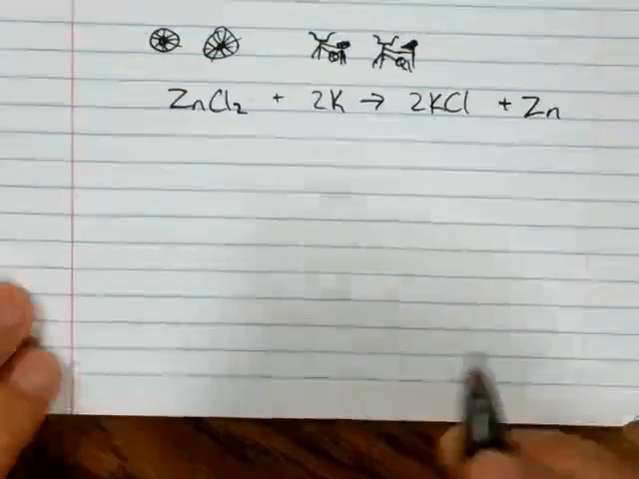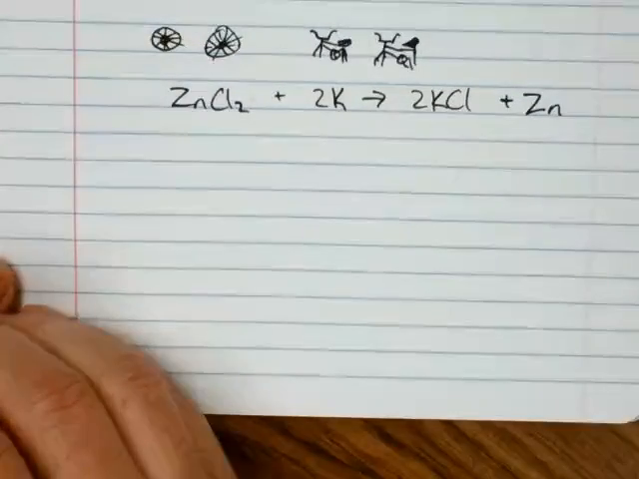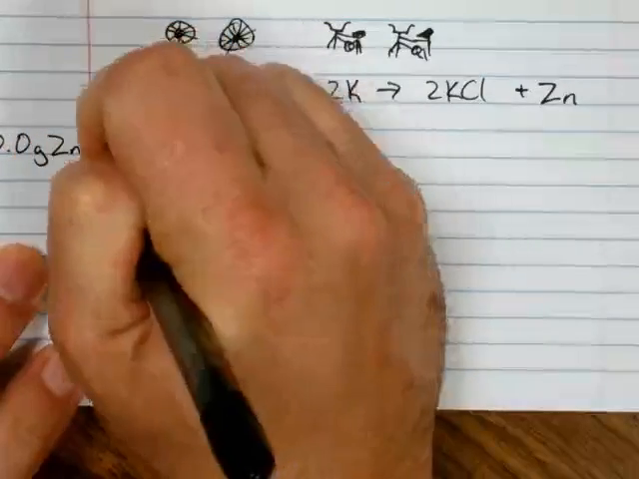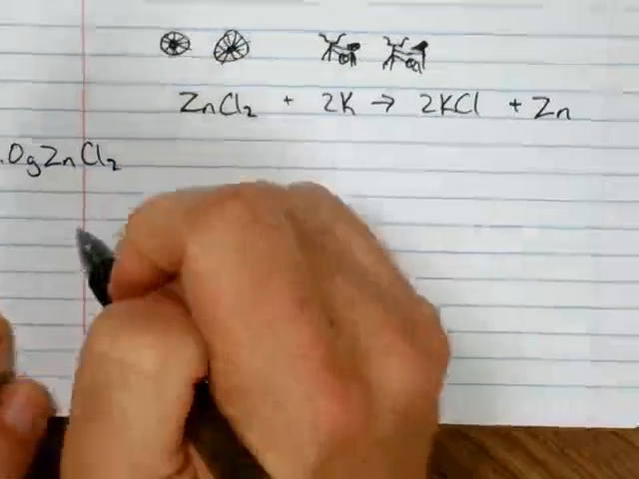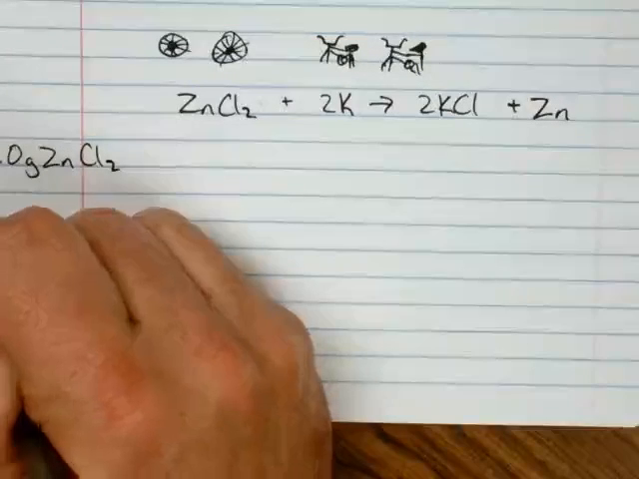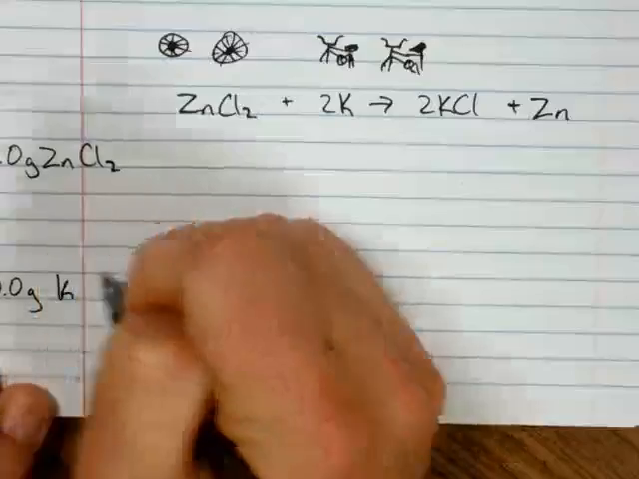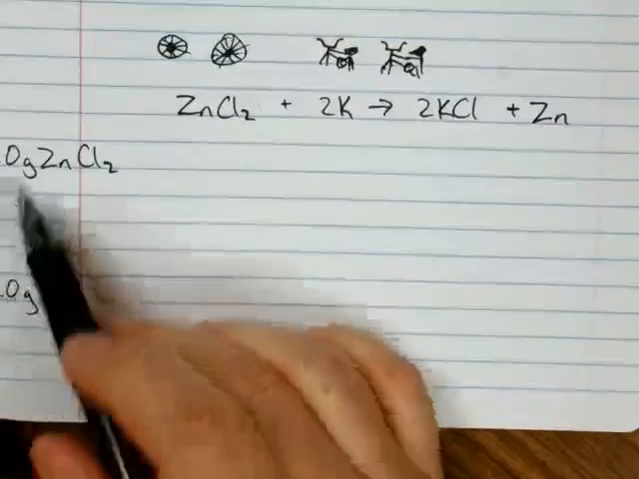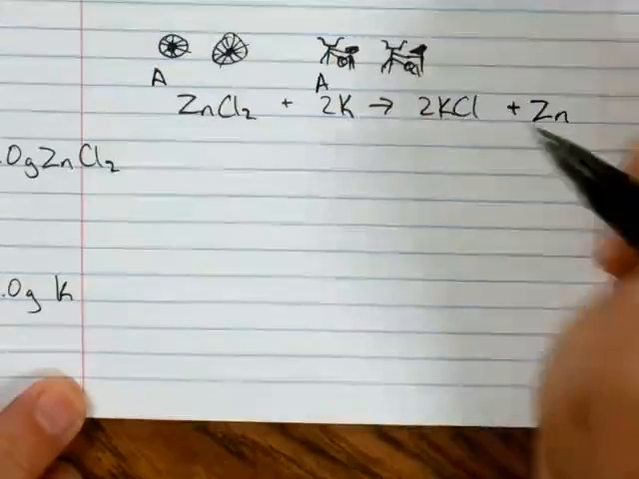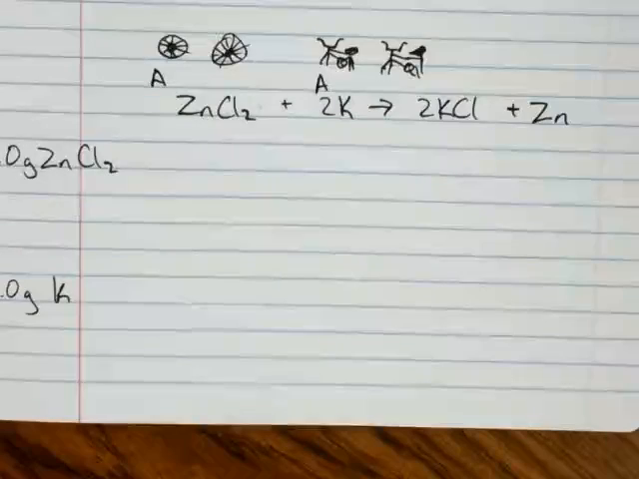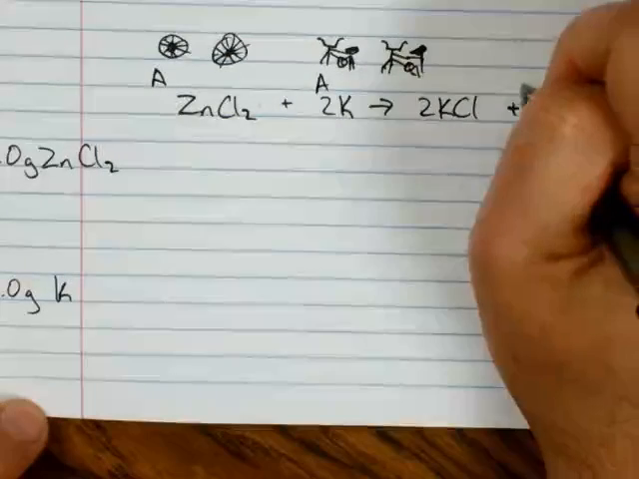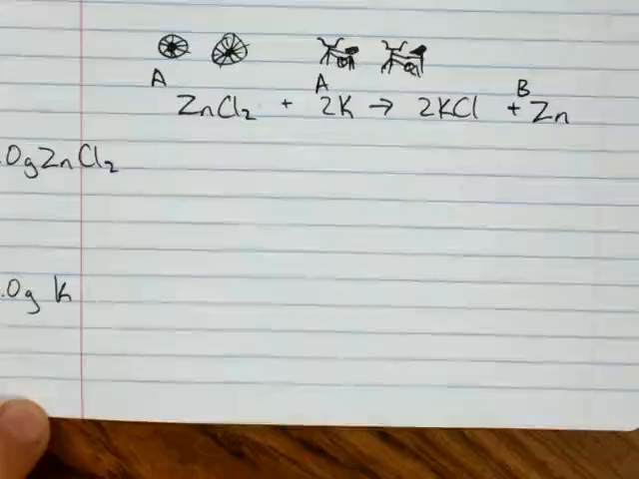So in the practice problem, we have 10 grams of zinc chloride and 10 grams of potassium. So since you have a quantity of 2 reagents, both of those reagents would represent substance A. And with a limiting reagent problem, you're just trying to determine which one will limit the amount of product. So it doesn't matter which product you choose, so we'll go with zinc as being substance B.